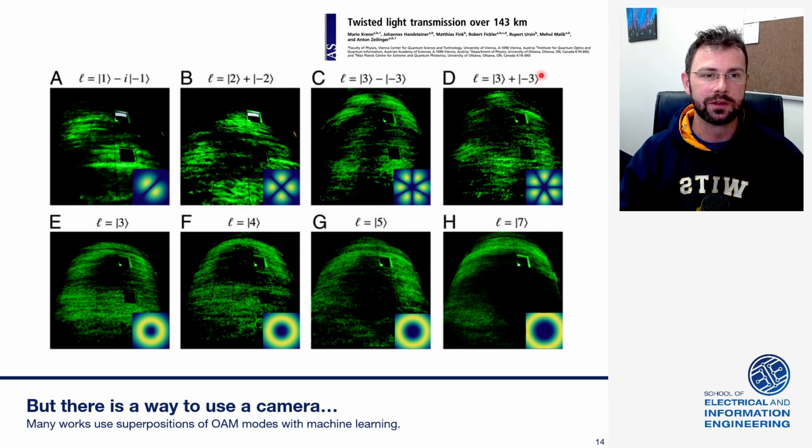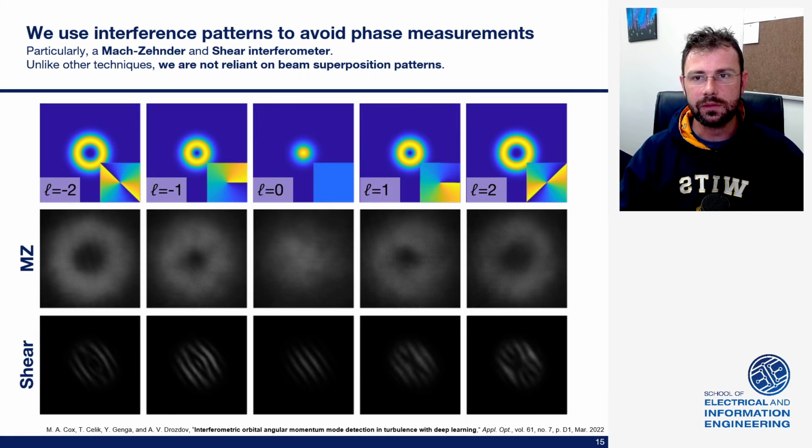So what we decided to do was use machine learning and use the camera because it's easy, but somehow not throw away half of our modes. So we used interference patterns to avoid having to make actual phase measurements, avoid having to use a spatial light modulator, but still not throw away half our mode set. And these are what they would look like. If we had our Gaussian, we would just have a normal sort of interference pattern. And with a shear interferometer, you'd also see something. Now, what I didn't mention was that we used a Mach-Zehnder and a shear interferometer. A Mach-Zehnder interferometer requires a reference beam, which wouldn't be present if you were 143 kilometers away.